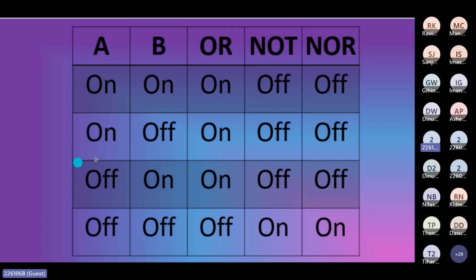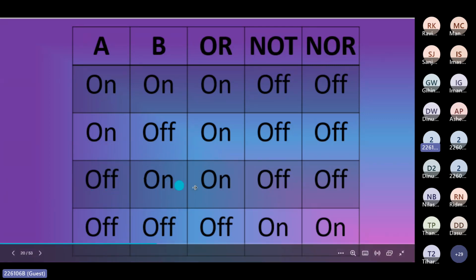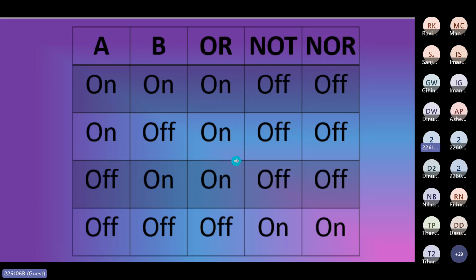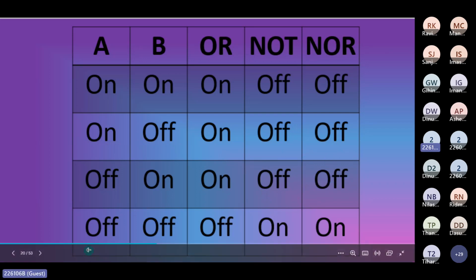When it comes to the A switch, as previously, when the A switch is off and the B switch is on, when you go through the OR gate, it's on, but when you go through the NOT gate, it becomes off because of the complement, and when you go through the NOR gate, the result is off. And when the A switch and B switch are both off, when you go through the OR gate, it's definitely off. And when you go through the NOT gate, you are taking the complement of it, then the NOR gate is on.